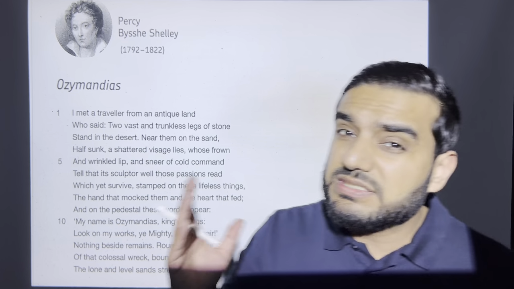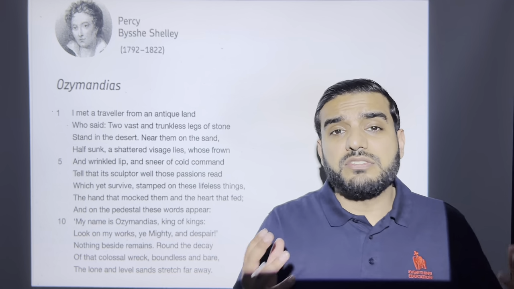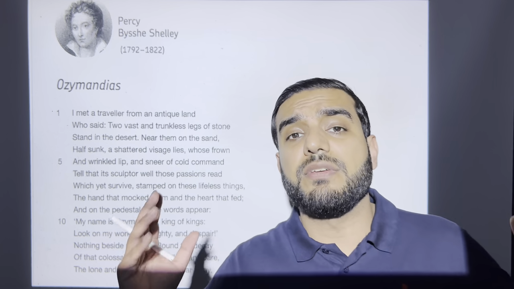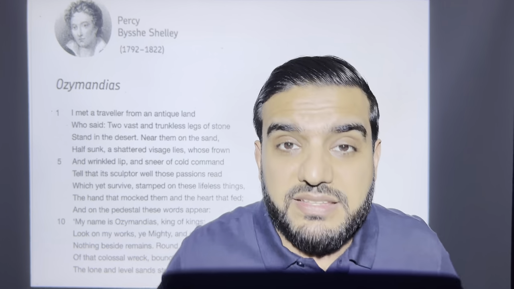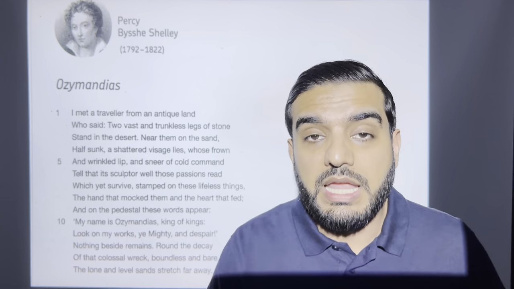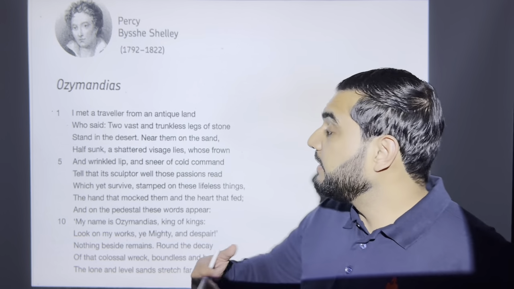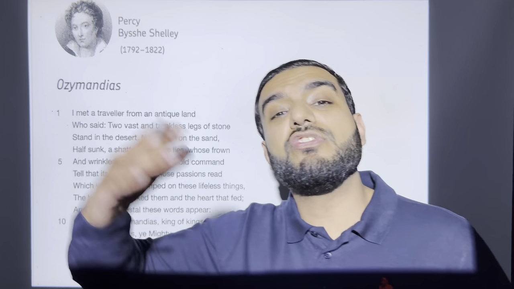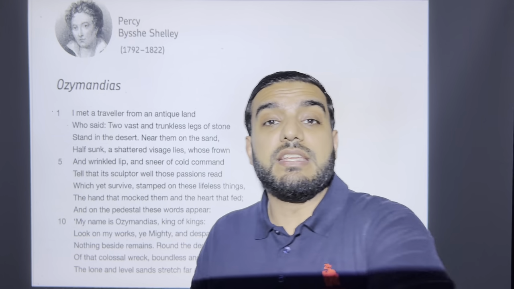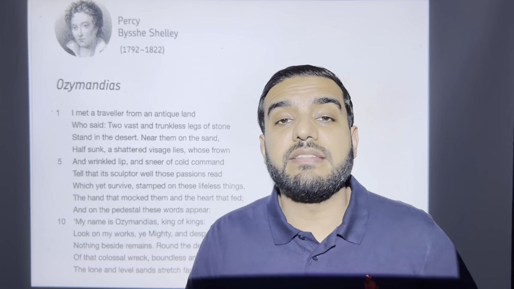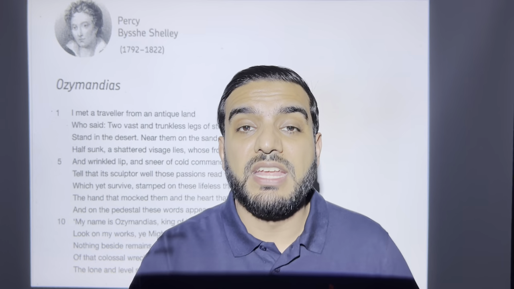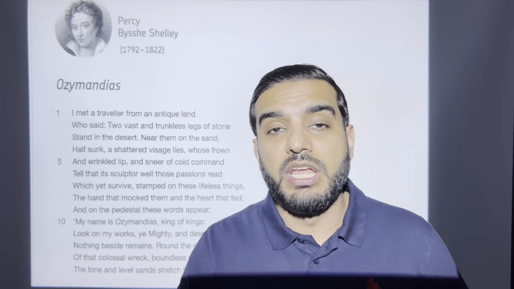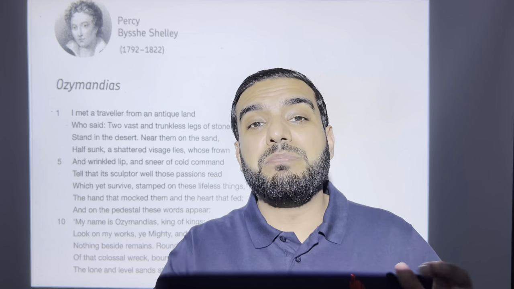Let me give you guys a quick summary of what this poem is about. Ozymandias was once a ruler, once a pharaoh, and he had a statue built of himself and put it around his empire, around his kingdom, to show off his power. Now, hundreds of years later, the entire empire of Ozymandias has turned into sand, into nothingness. But what's left is pieces of his statue. It's broken, it's shattered, but there's pieces left.